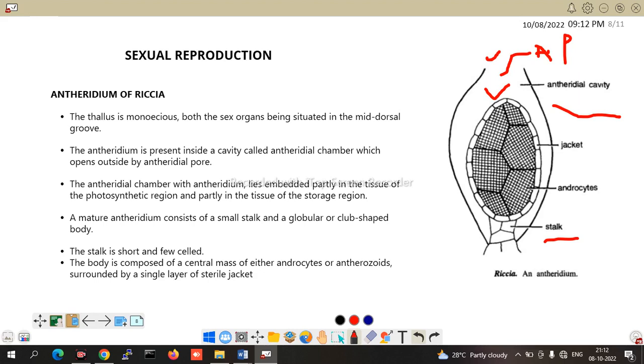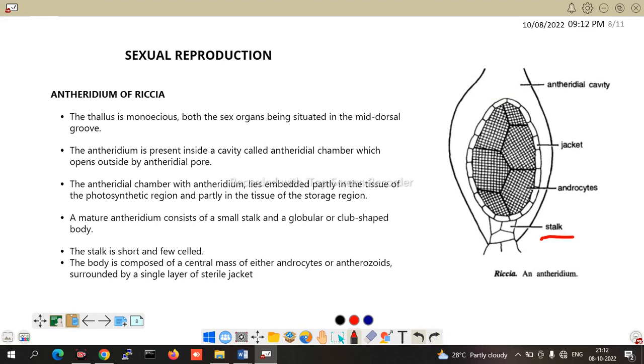What is photosynthetic and what is storage? We already discussed this in our first video. So the mature antheridium consists of a small stalk. Here is the stalk, and the stalk is multi-layered and only a few cells long.